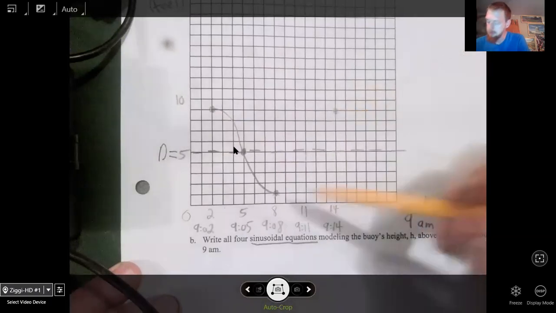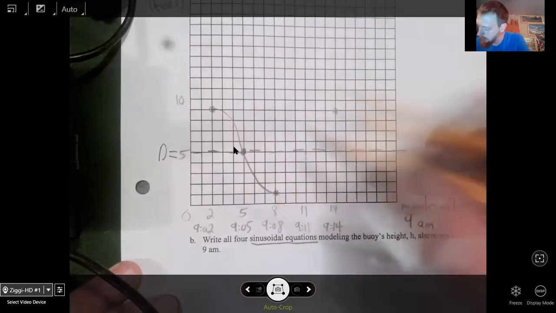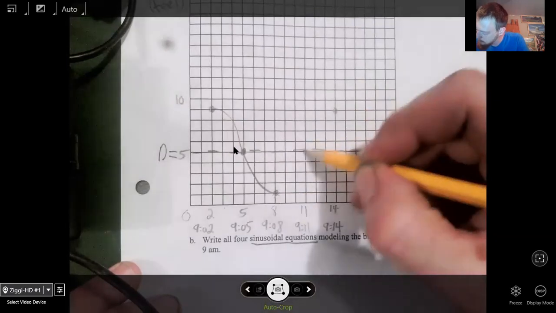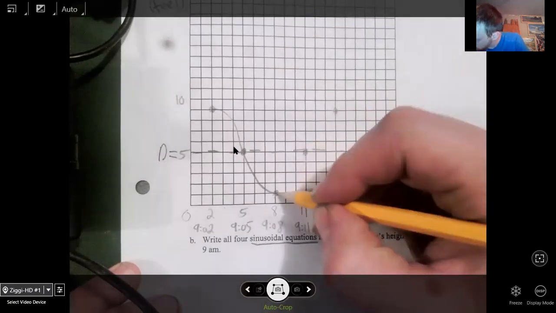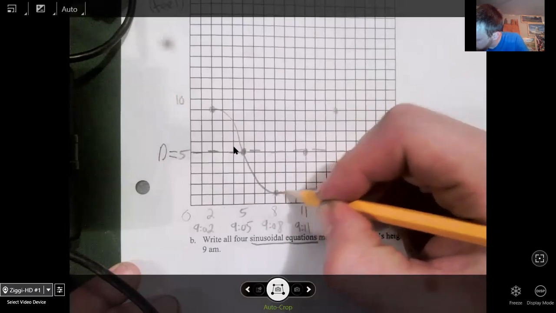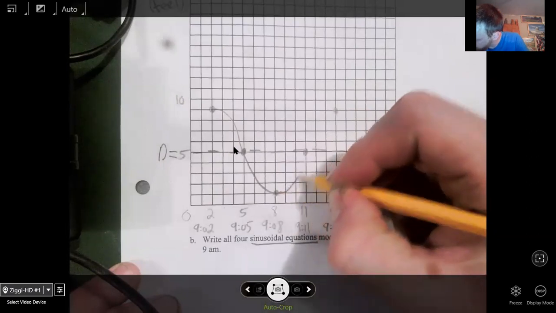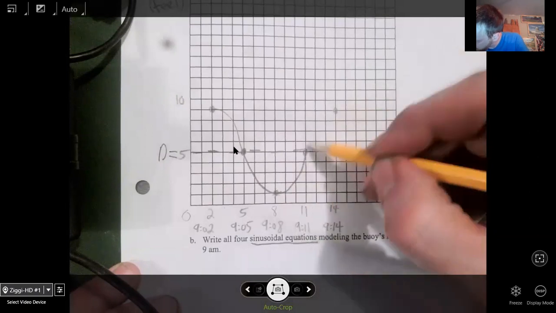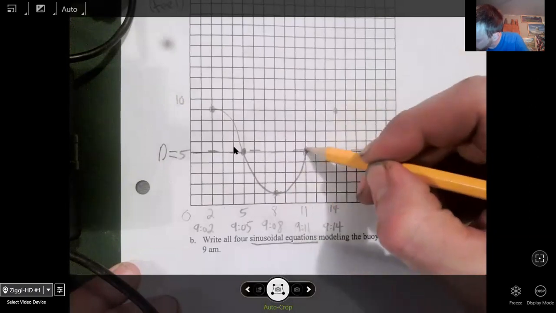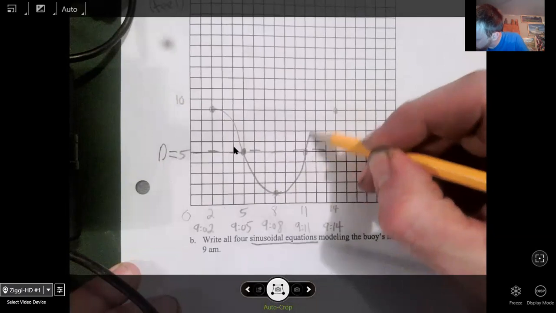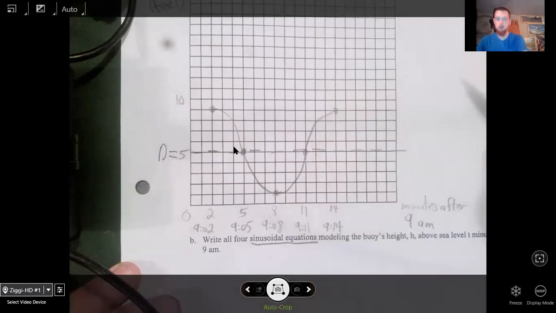What time is halfway between 9:08 and 9:14? 9:11. All right, and so we're going to go up like so, and we're going to go up and over like so. There's one period.